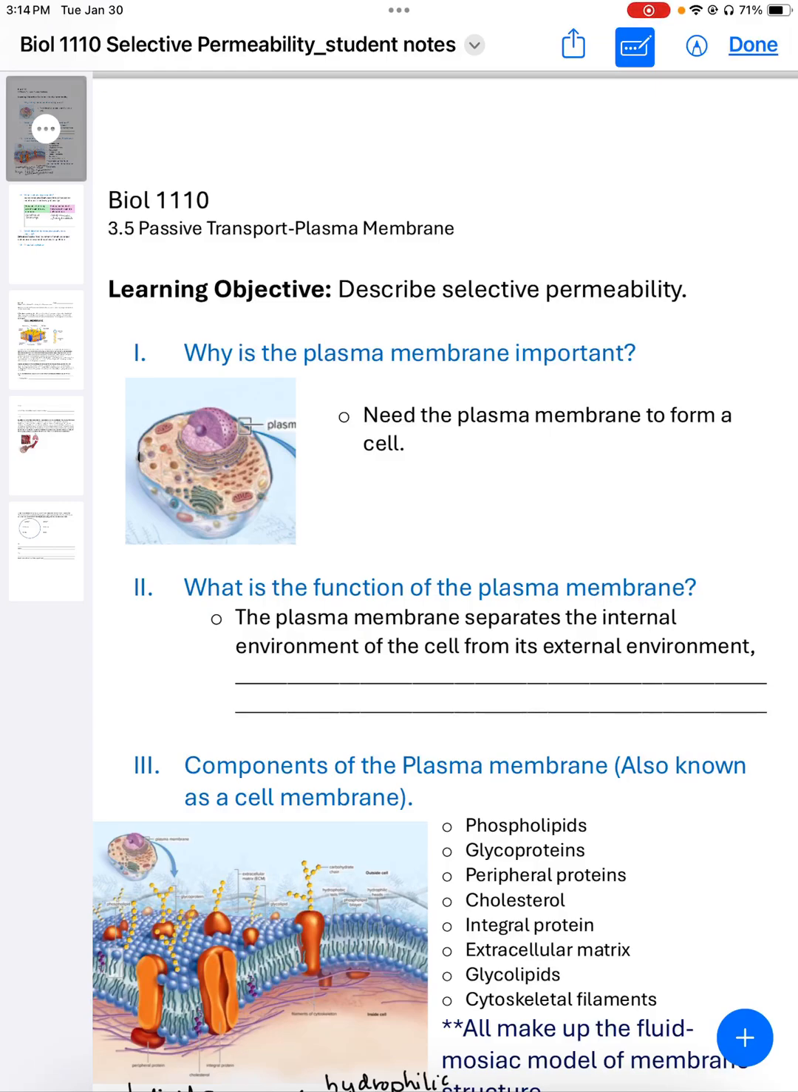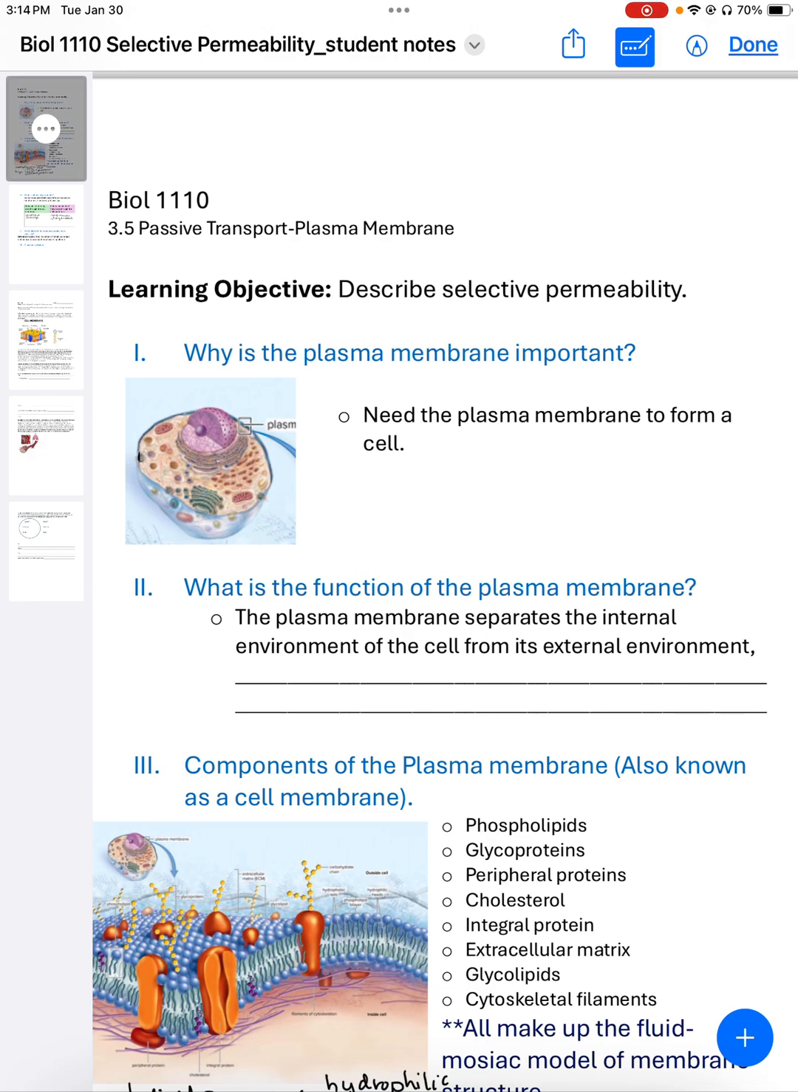Hi guys! Well, we are on passive transport with the topic of the plasma membrane. So this learning objective is going to cover describe selective permeability. And before we get into talking about selective permeability, we just want to first orient you of where this is happening. So this is happening with the plasma membrane.